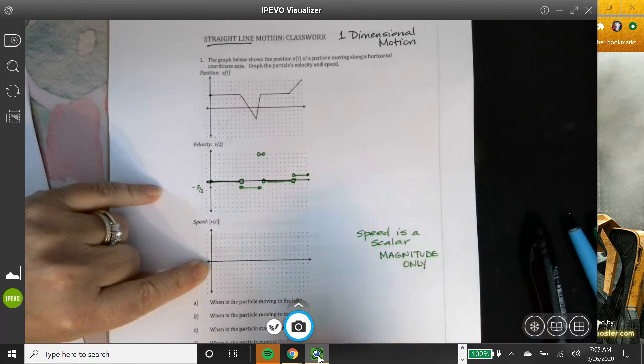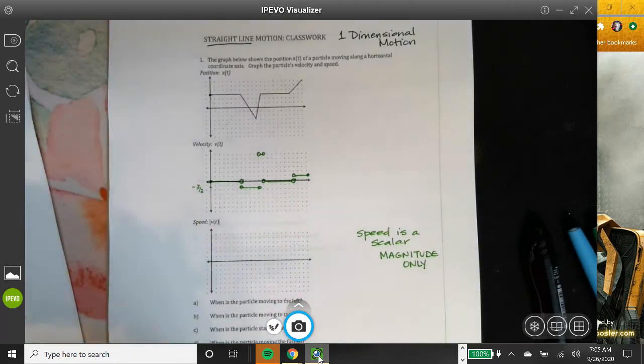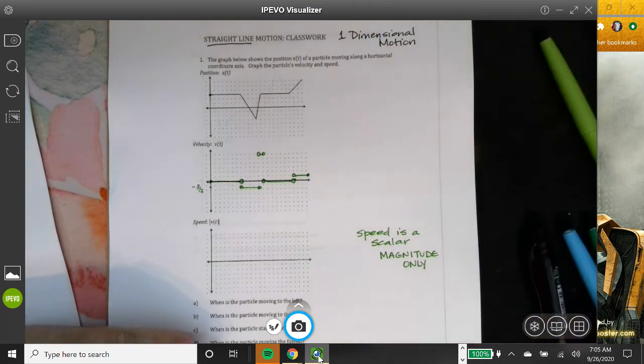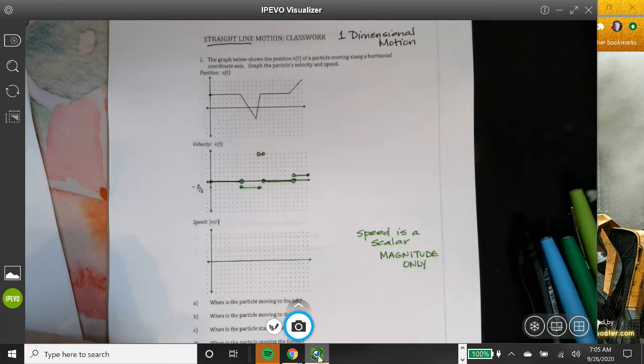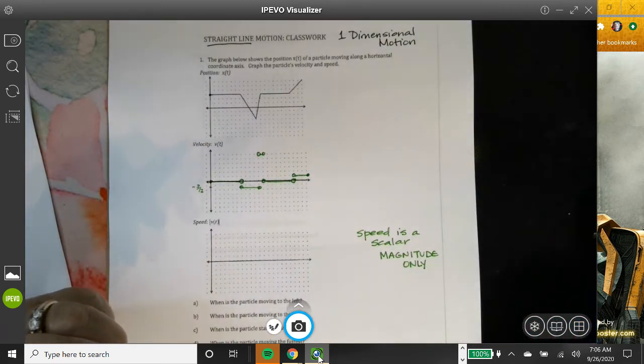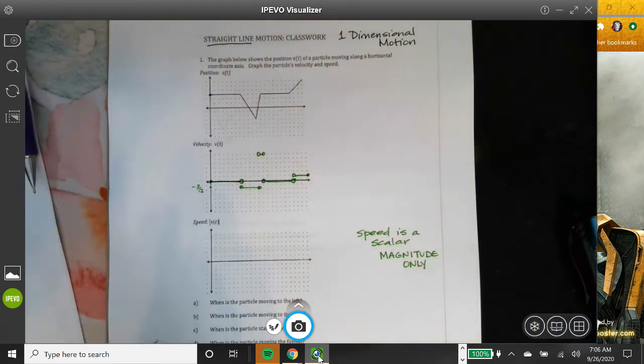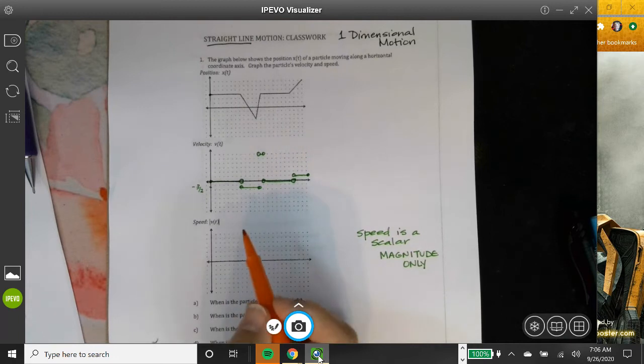Speed is magnitude only, and it doesn't care which direction you're going. It only cares about how fast you're going. And it's a positive quantity since it has no direction. Although you can have some negative scalars, in this case we're going to use it as a positive magnitude.